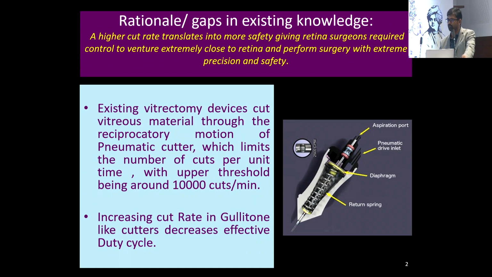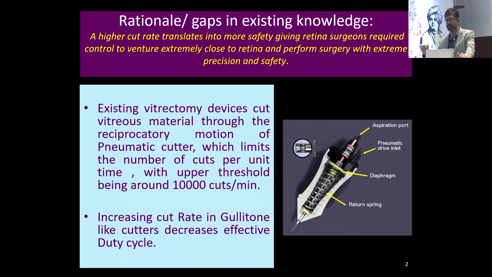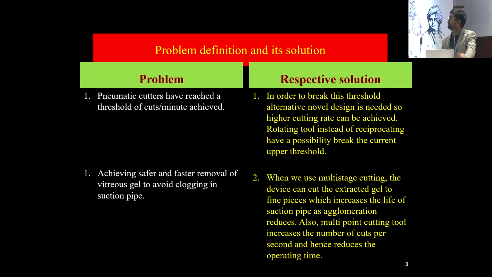So basically, we all know that a higher cut rate translates into more safety for any vitreoretinal surgeon. And the existing vitrectomy cutters work on a reciprocating motion of pneumatic cutters, which limits the number of cuts per unit time. Can I have the back slide, please? Yeah, and the upper threshold currently is around 10,000 cuts per minute. And increasing the cut rate in a guillotine-like cutter decreases the duty cycle. So we have two problems.